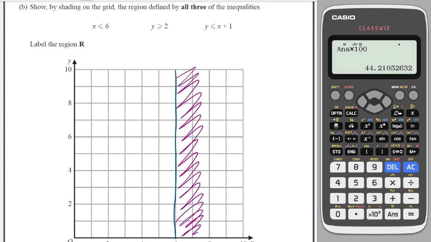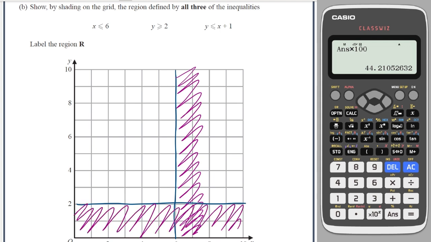Y is greater than 2, so I draw a horizontal line going through y equals 2. And it's greater than 2, so I want all the stuff above it, so I'm going to strike out all the stuff below it. I'm not going to use that area.